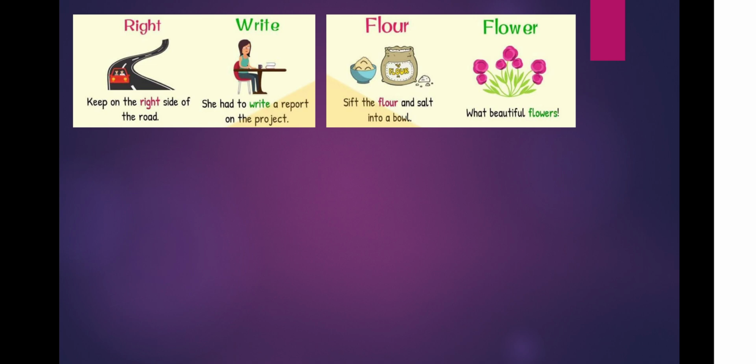Flour and flower. Flour, which we can say is the use of grains. Okay, sift the flour and salt into the bowl. So next, what beautiful flowers, we use this for the flowers.